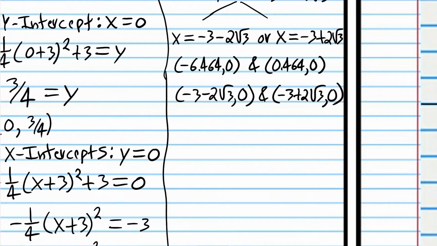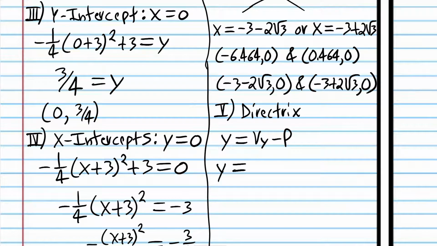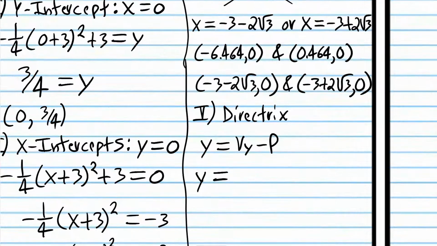Okay, so on to step number 5. We're going to find the directrix, and that's y is equal to the y value of the vertex minus p. Plug in the y value of the vertex, which is going to be 3, and then subtract p, and we have not found p yet. I forgot to do that.